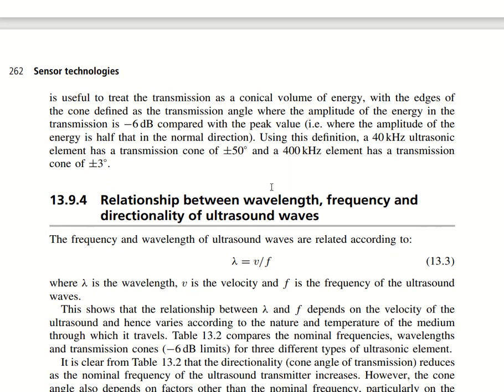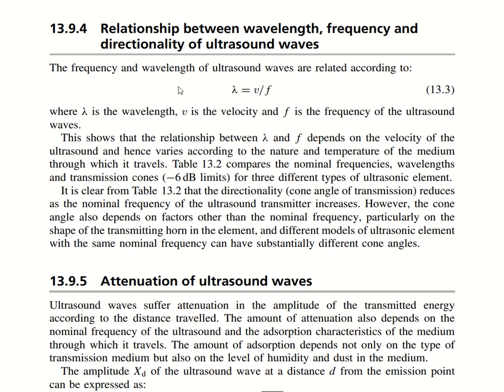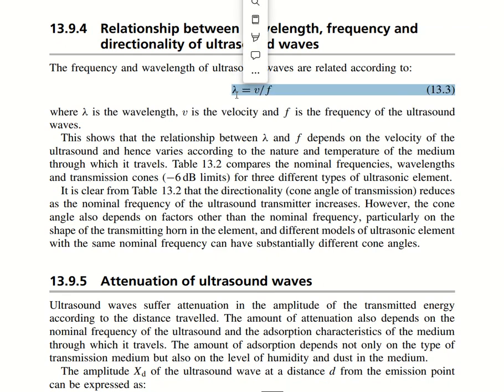But let me quickly give you a glimpse of the relationship between wavelength, frequency, and directionality of the ultrasound waves. You all must have learned about the de Broglie principle. Lambda equals V by F. Lambda is wavelength, V is velocity, and F is the frequency of the ultrasound waves, which shows the relationship between lambda and F, which depends on the velocity of the ultrasound, and hence it varies according to the temperature of the medium through which the wave is traveling.